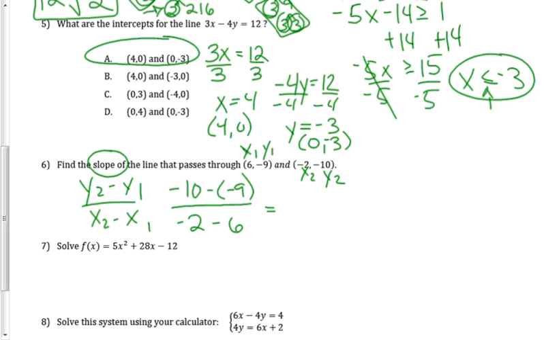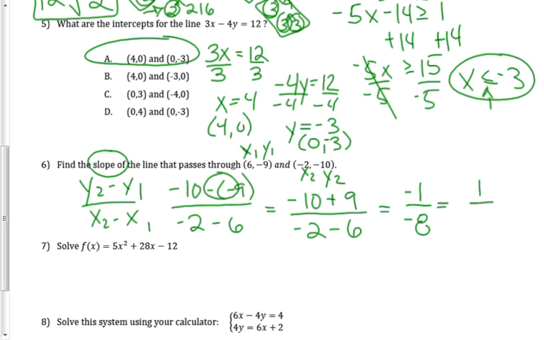The only time that these change to addition is like what we have on the top here, where we have subtracting a negative. So here we'd have negative 10 plus 9 because we're subtracting a negative, but on the bottom it's going to stay subtraction because we only have one subtraction sign. So on the top, negative 10 plus 9 is negative 1. On the bottom we have negative 8. We simplify a negative over a negative to give us a positive. So our slope would be positive 1 over 8.